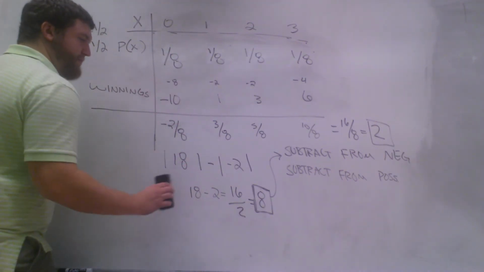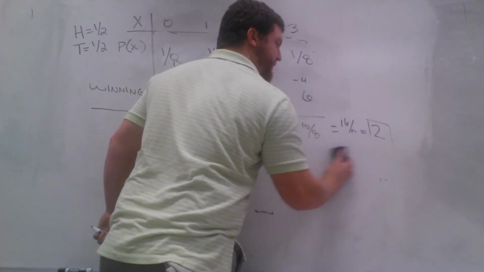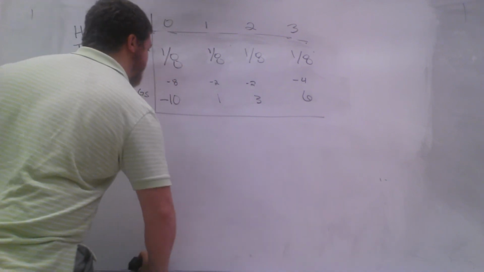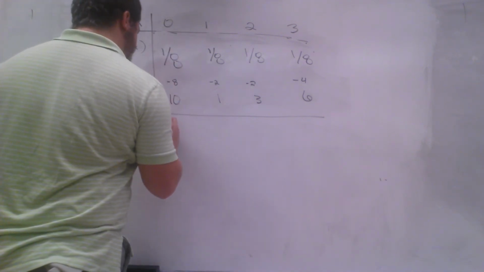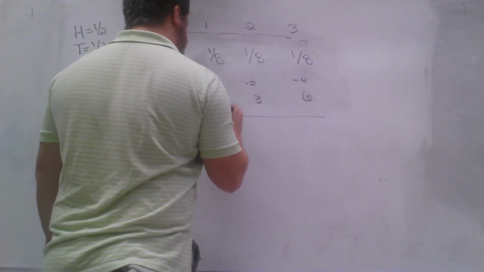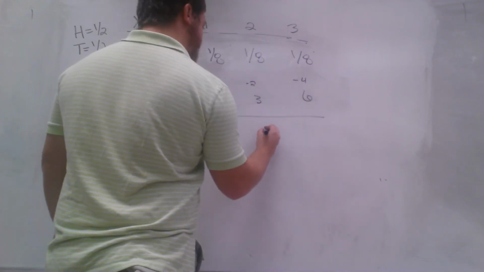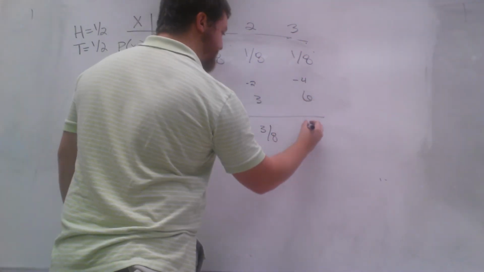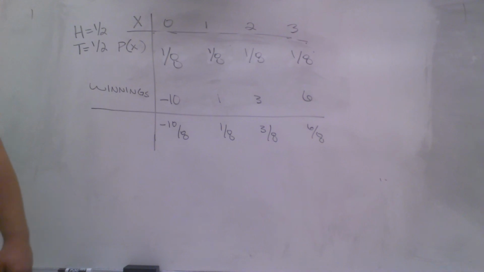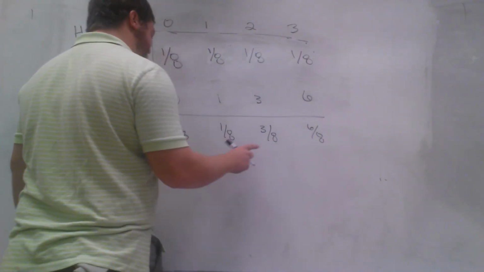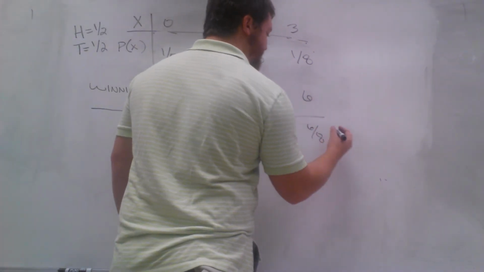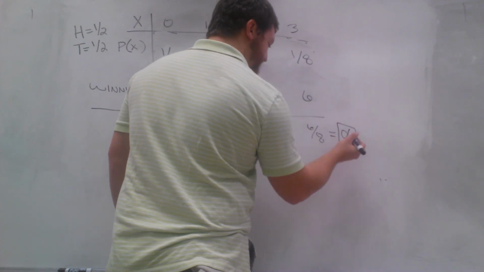So I'm going to erase this bottom part and make sure that I'm right. Remember, what should my expected value be if it's fair? Good, 0. Alright. 1/8 times negative 10 is negative 10 eighths. 1 times 1 is 1 eighth. 3 eighths. And 1 times 6 is 6 eighths. I'm going to erase these so I don't confuse you. So I've changed my game. Now let's just add up: negative 10 plus 1 is negative 9, plus 3 is negative 6, plus 6 equals 0. This game is now fair.